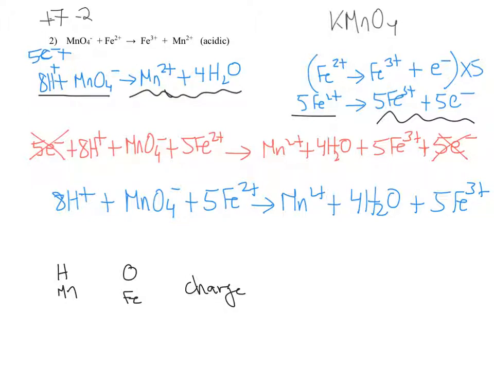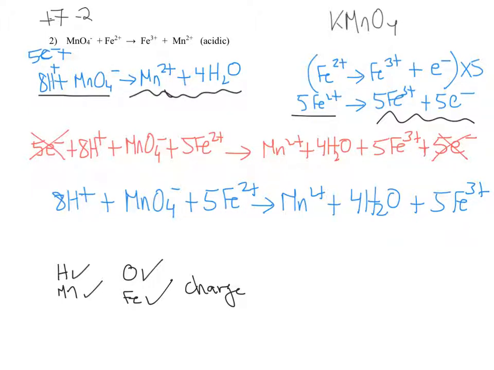So let's start with hydrogen. We have 8 hydrogens here. On this side we have 4 times 2, that's 8. So that one checks. Manganese, we have 1 and 1, so that one checks. Oxygens, we have 4 and 4, so that one checks. The iron, we have 5 and 5, that one checks.